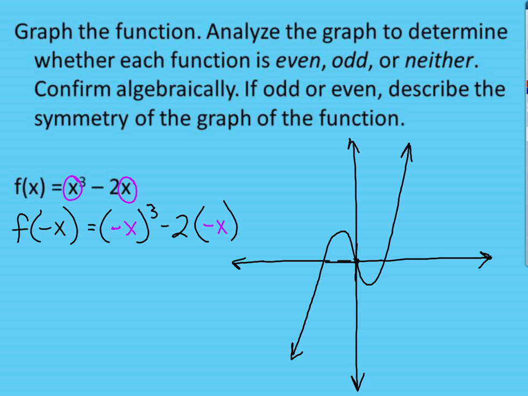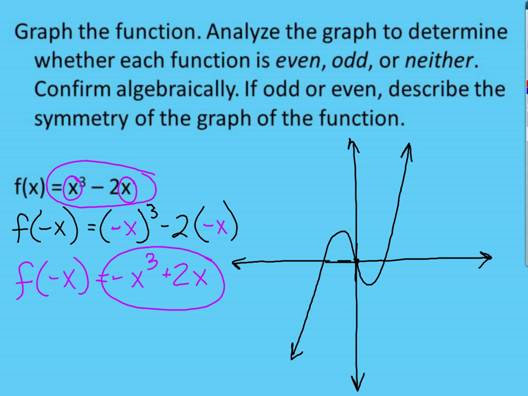And now we're going to simplify and see what happens to the graph. Negative x to the third power. Negative 1 to the third power is still negative 1, so this is still going to give me negative x cubed. Negative 2 times negative x is going to give me a positive 2x. Now if we look at our new equation, when we look at our original equation, you notice that each of the signs changed. We went from a positive x cubed to a negative x cubed. We went from a negative 2x to a positive 2x. Since both signs changed, that means this is an odd function.